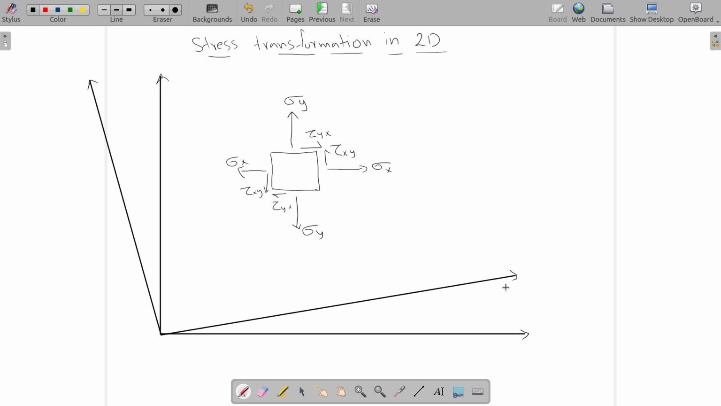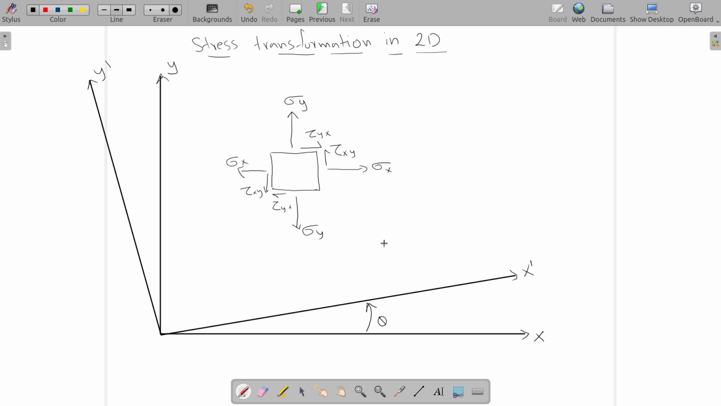So this is the first one. This x and y are the coordinate system for this state of stress. Now what we do is that we will rotate the coordinate system by an angle theta, and we will get a new coordinate system which we will represent using these two, x dash and y dash. Now we will try to find out what is the state of stress for this rotated coordinate system.